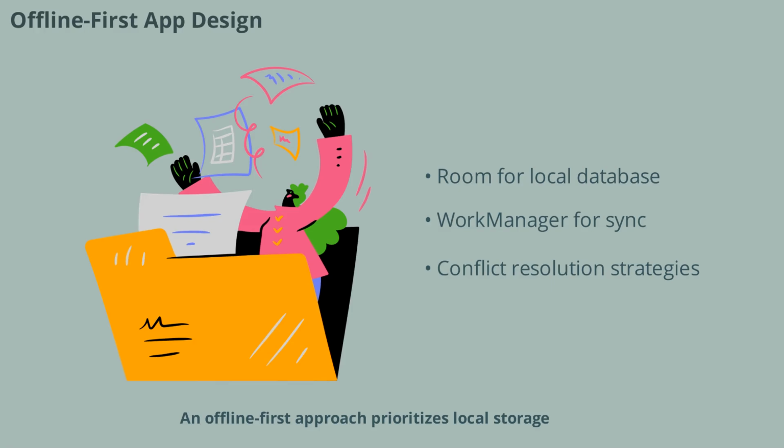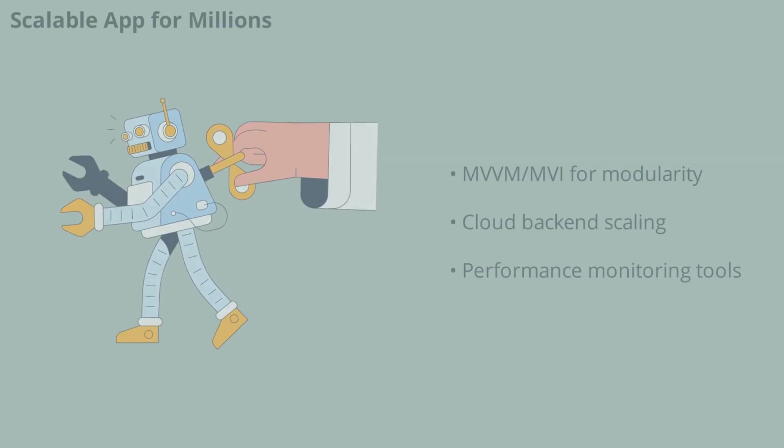Offline-first approach prioritizes local storage and periodic syncing with the server. Use Room for local data and WorkManager for background sync. Handle conflicts with timestamp or user preference-based resolution. Monitor network availability with ConnectivityManager, and maintain data versioning to ensure the latest information is always available. This strategy keeps your app functional and responsive regardless of connectivity. Handle millions of users.